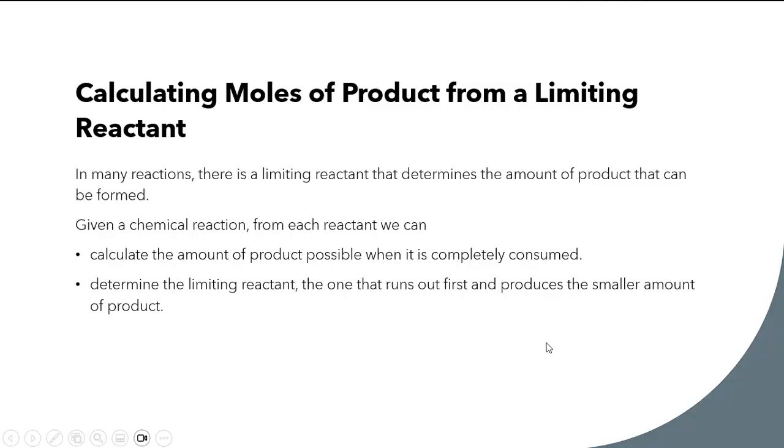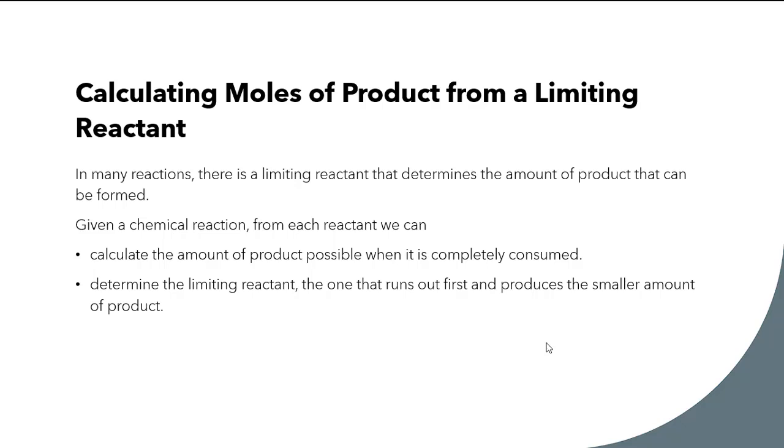Okay? So in many reactions, there is a limiting reactant that determines the amount of product that can be formed. This happens all the time in the chemistry world. Given a chemical reaction, from each reactant we can calculate the amount of product possible when it is completely consumed and determine the limiting reactant. That's the one that runs out first and produces the smaller amount of product.